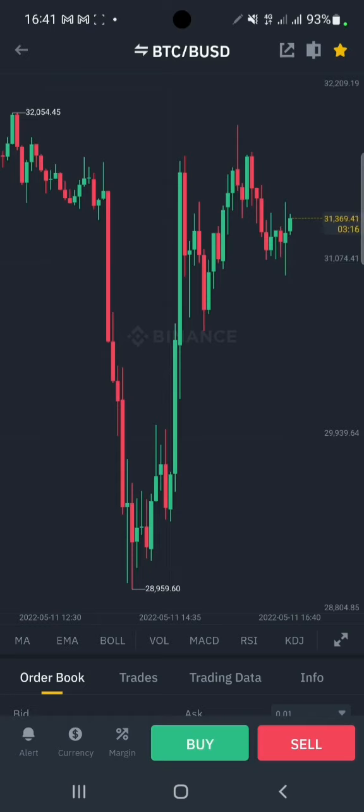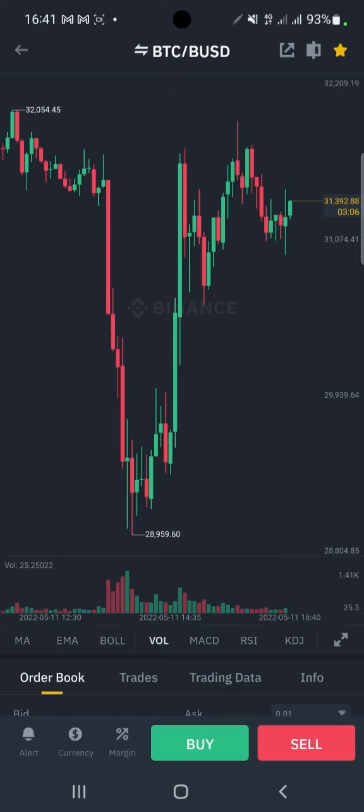And then we have KDJ. I don't really use KDJ. So the first couple of them are the ones I use basically. So I'm just going to start with volume. That's the most important one now.